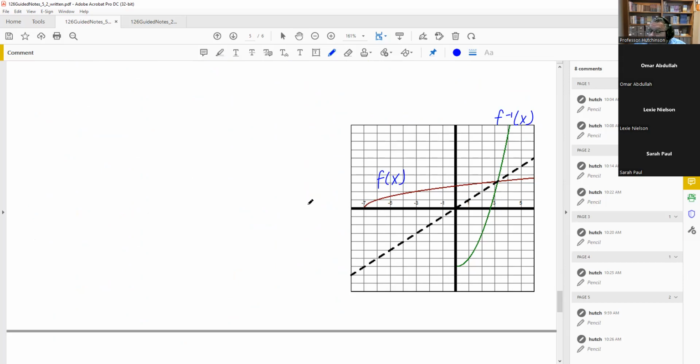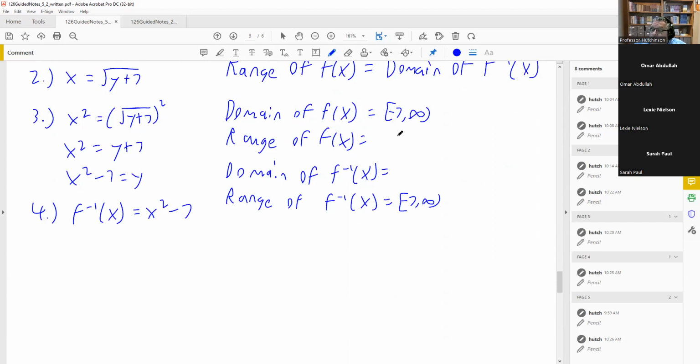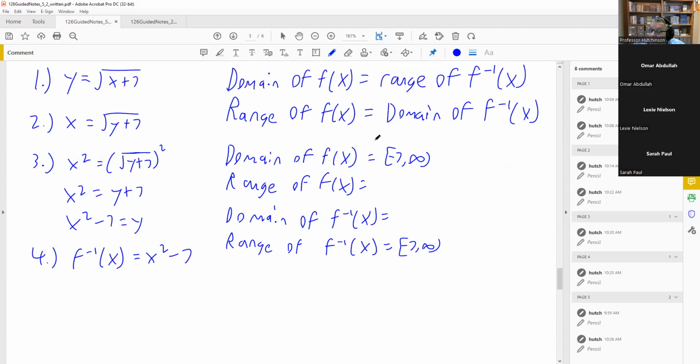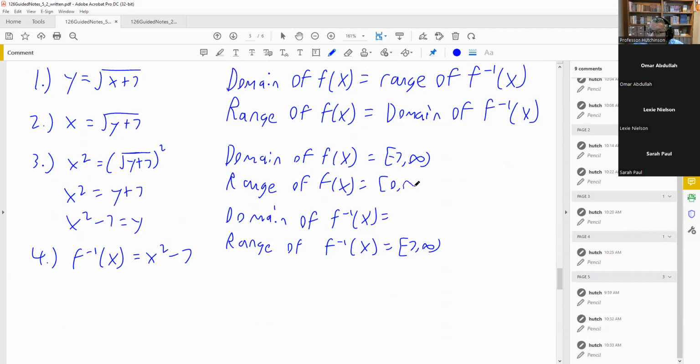Okay. Now from that, let's look at the range of the original one. If I have this red line, the only y values the graph is using are actually positive y values. I don't see anything below. So for the red line, the range of f of x is going to be from 0 to infinity. So I'm just going to read that off the graph. So the range of that is equal to 0 to infinity.